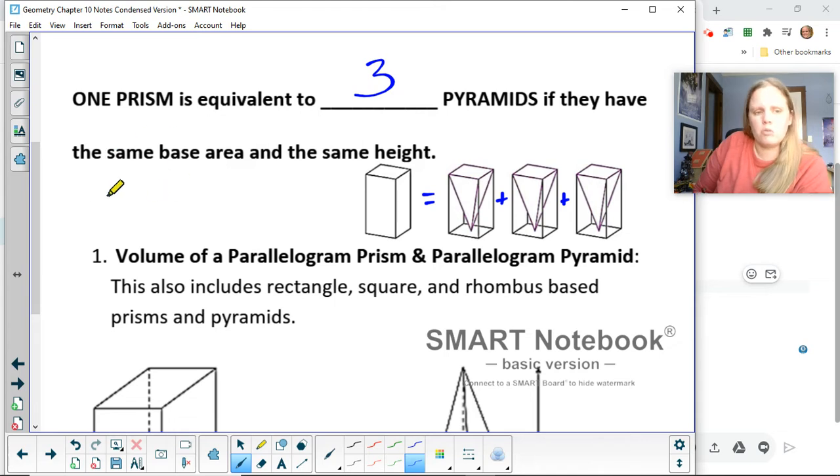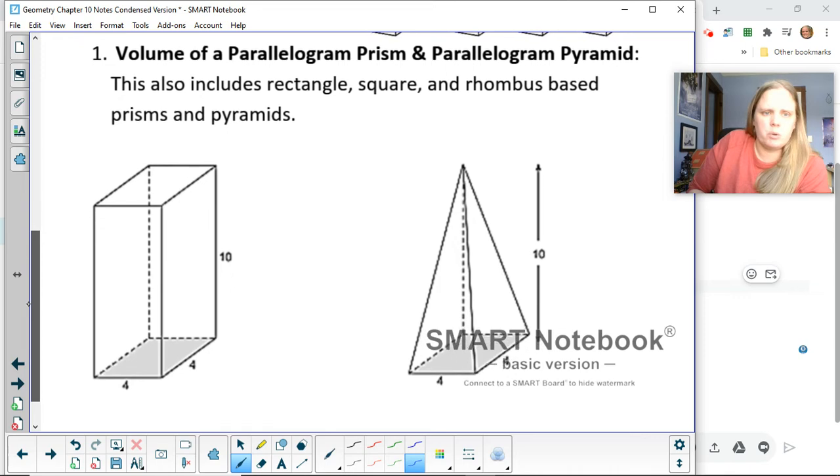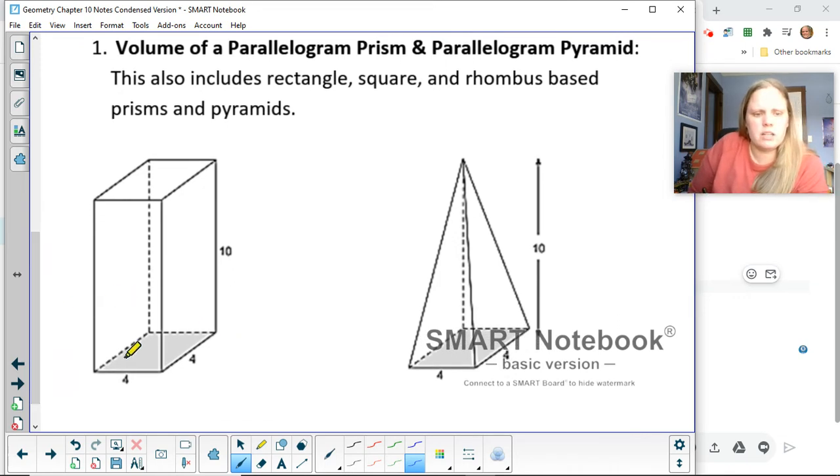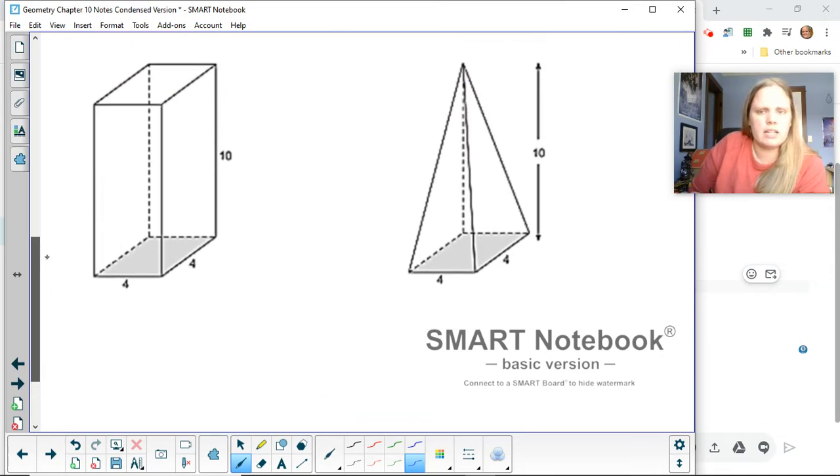Now you can work in reverse and say that a pyramid is 1/3 of the volume of the prism. That's the same as multiplying by 3 or dividing by 3. But 3 pyramids add up to 1 prism, but they have to have the same bottom shape and the exact same height. All right, so here are some examples. And this one you can see has a rectangular base, and it's a prism versus a pyramid, but they both have a base that's 4 by 4, and then they both have a height of 10.